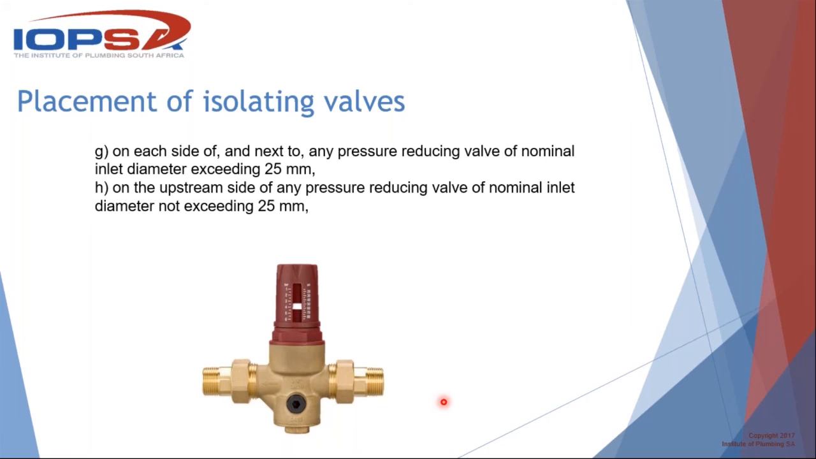In such positions that, should it become necessary to drain any pipe, the total length of the pipe that has to be drained between isolating valves does not exceed 30 meters. So that's quite simple. If you have a very long water supply to a particular place, every 30 meters you need a shutoff valve. I don't think that's going to be very common, but anyway, that's what it says in point I.